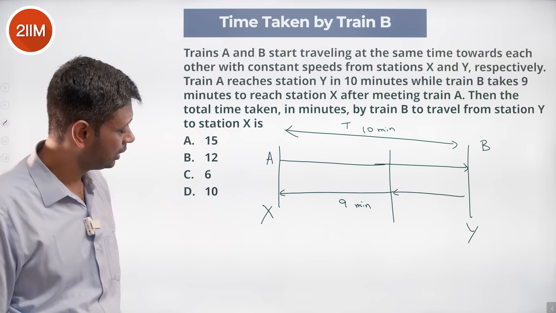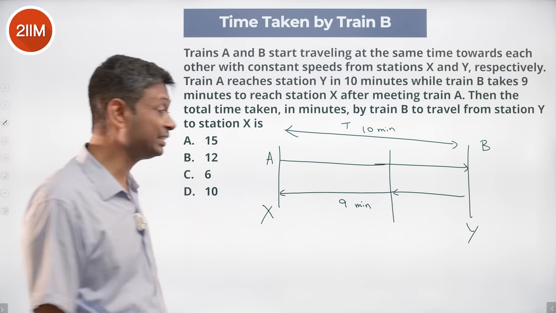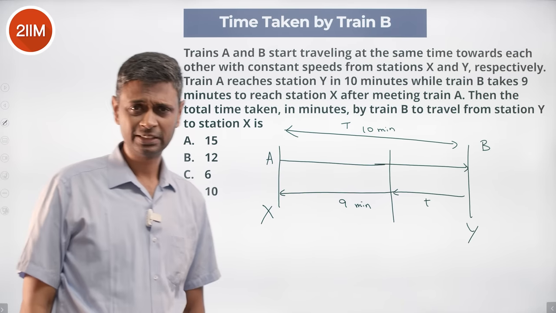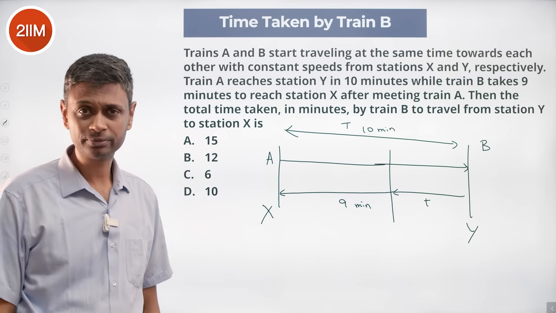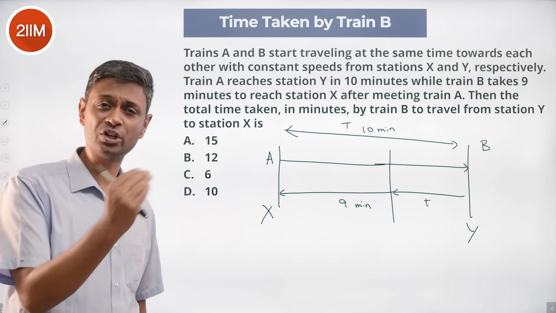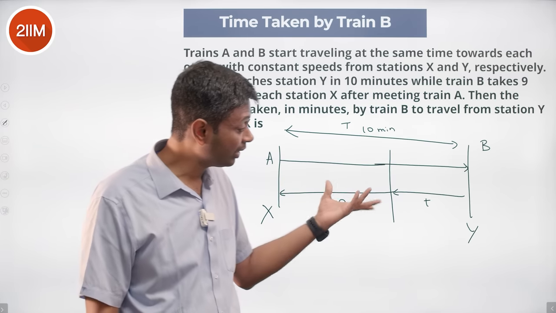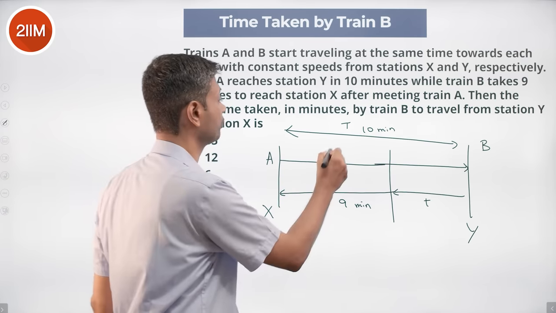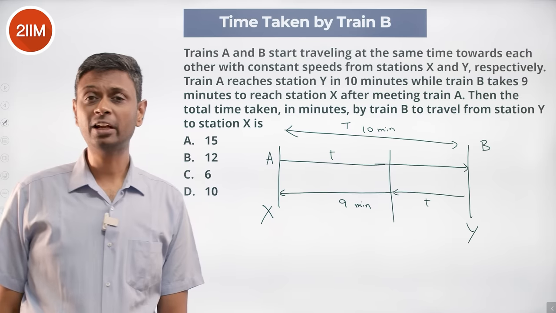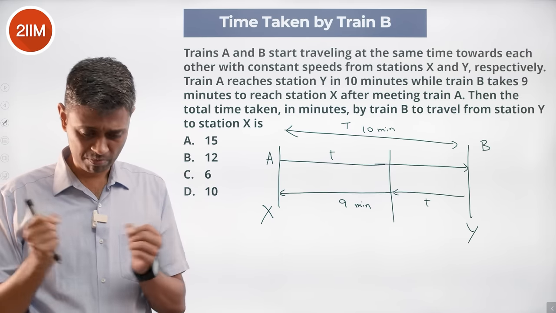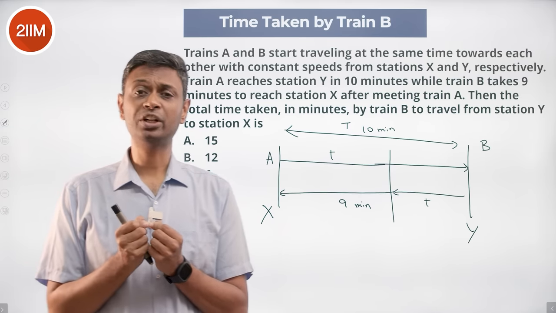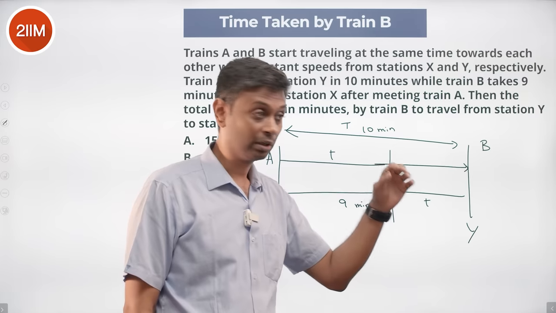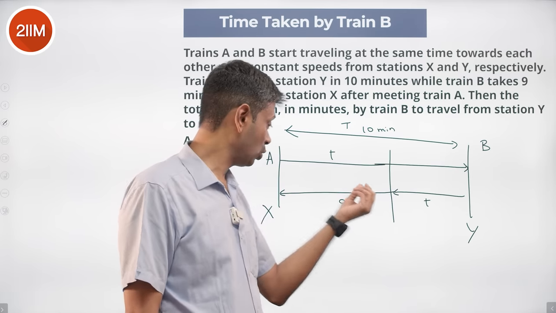Let's say train B has traveled T minutes to get to this point, and then 9 minutes to cover the remaining distance. To get to this point, train B takes T minutes. Train A should have also taken exactly T minutes, since they start at the same time and meet at that point. After which train A goes on to Y, and train B goes on to X.